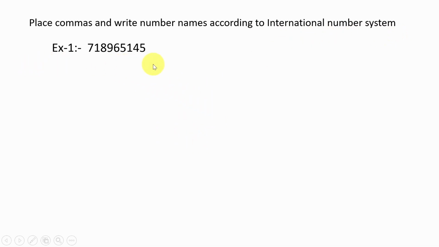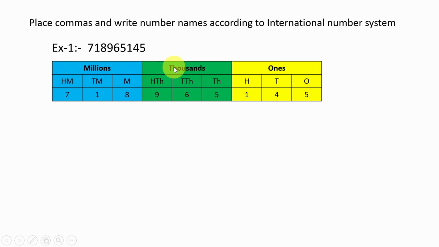See this number. First let us place these digits in their respective places. See, 5 is in ones place, 4 is in tens place, 1 is in hundreds place. Next again 5 is in thousands place, 6 is in 10,000s place, 9 is in 100,000s place, 8 is in millions place, 1 is in 10 millions place, 7 is in 100 millions place.